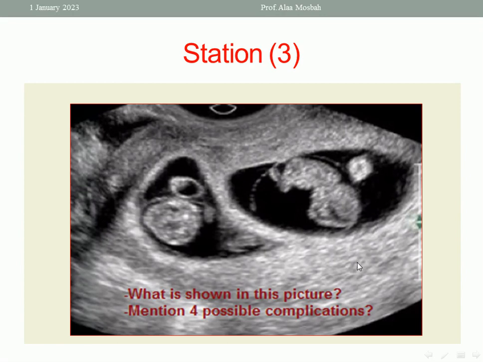Mention four possible complications. We know that twin pregnancy may be associated with many complications like hypertension with pregnancy, gestational diabetes mellitus, premature labor, premature birth, okay? Also, congenital anomaly is higher in multiple pregnancy than in single pregnancy, okay?